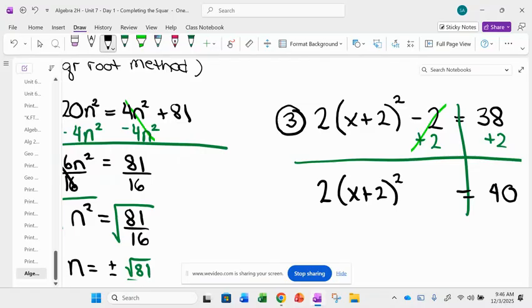Can I distribute in the 2 if I wanted to, that 2 in the front? Can I distribute in that 2?